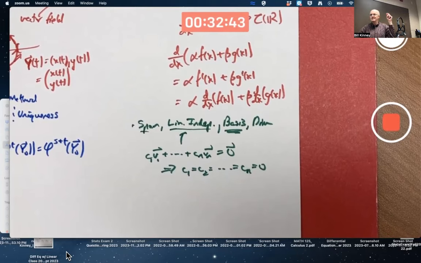Lines through the origin have a basis with one vector. Any non-zero vector on that line will be a basis for that line. Planes through the origin are two-dimensional. They're going to have two vectors as a basis. Any non-zero vectors that don't point in the same direction in a plane will be a basis for that plane. In three dimensions, any three vectors that are not all in the same plane and none of them is the zero vector will be a basis.